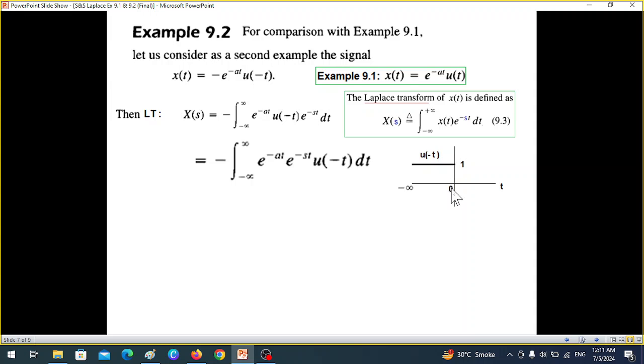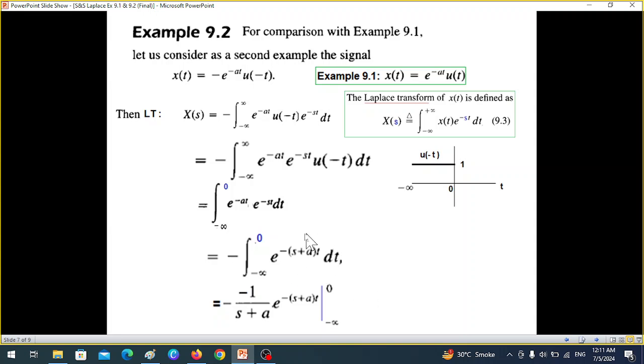We know u(-t) is starting from 0 and going towards the negative side. Its value is 1. Or we can say that we start from negative infinity up to 0. So we can replace or remove u(t) by changing this limit. The limit now will become minus infinity to 0, e^(at), e^(-st), and u(t) we have replaced. From here, we can write e raised to the power -(s plus a)t dt. And we integrate, so we get this result, and this is our limit.